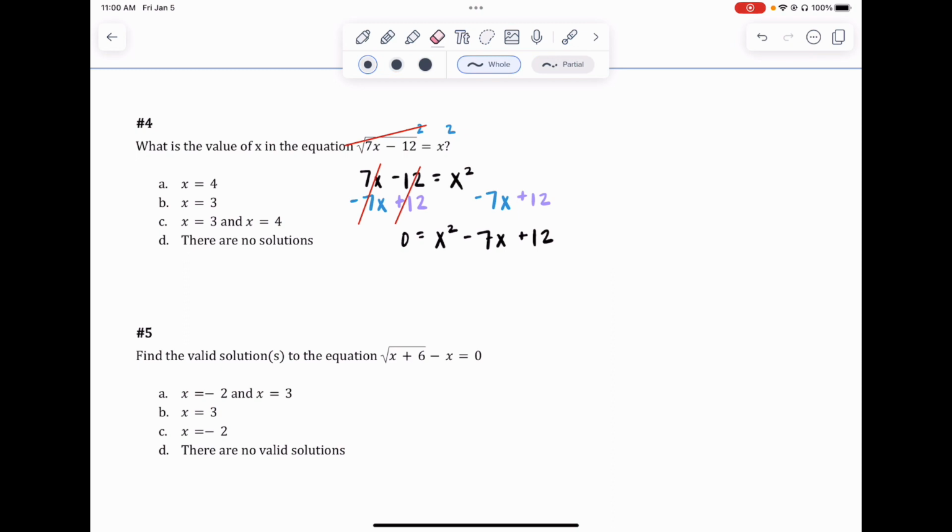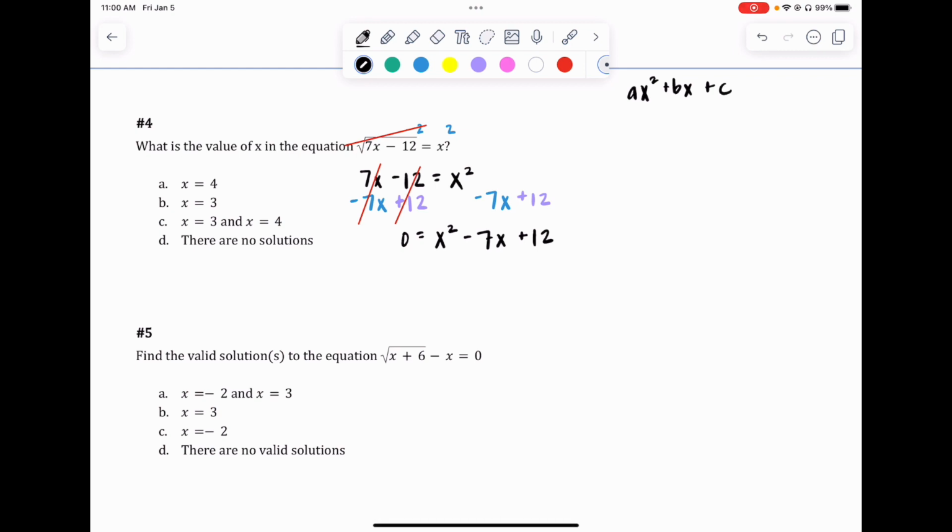And then now I have a quadratic. So again, x squared, and it's in standard form now, meaning it goes from x squared down to x down to the constant. And this is a trinomial, so I'm going to try to factor it. So standard form of a quadratic is ax squared plus bx plus c.